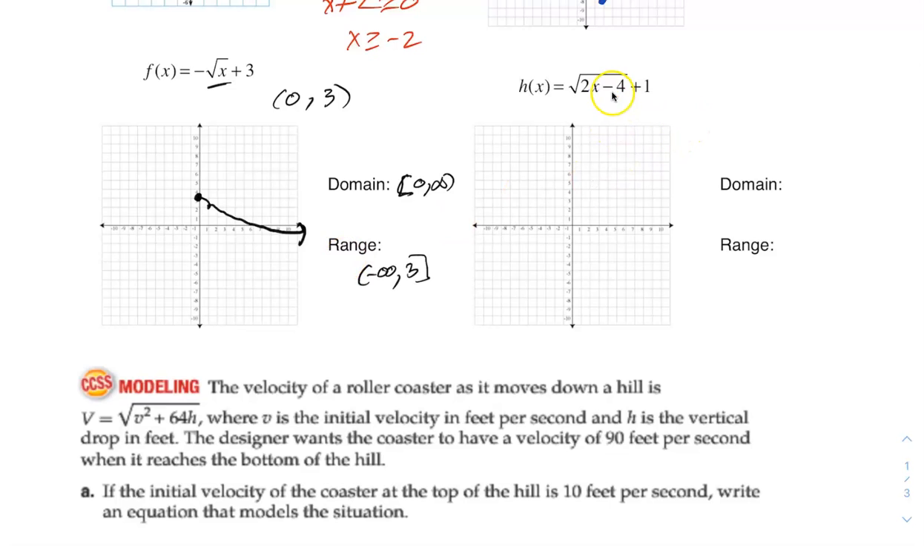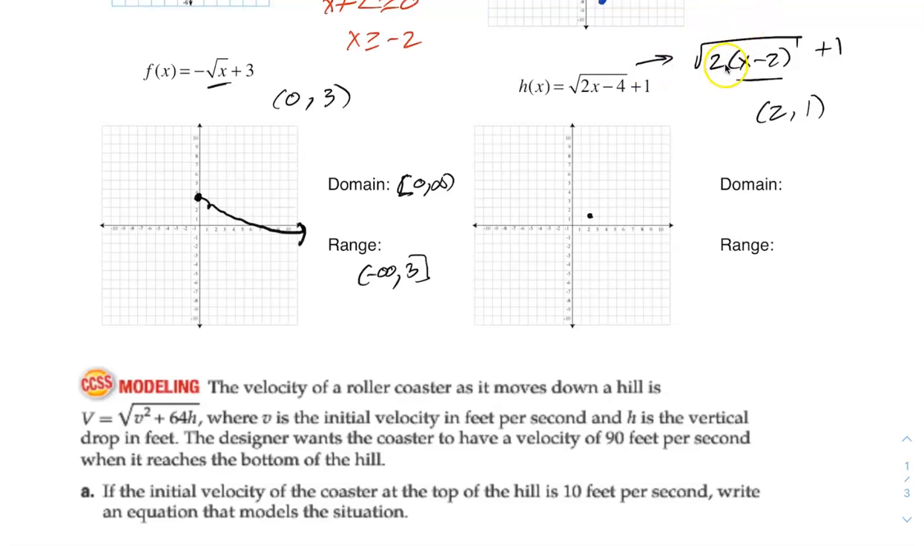Over here, a little tricky, there's a number on the inside. You can't do anything yet. You gotta factor the number out. So my inside, it's not inside opposite because the 2 is messing everything up. So let's factor it out. 2 times (x minus 2), plus 1. So now I know, okay, I'm moving right 2 and up 1.